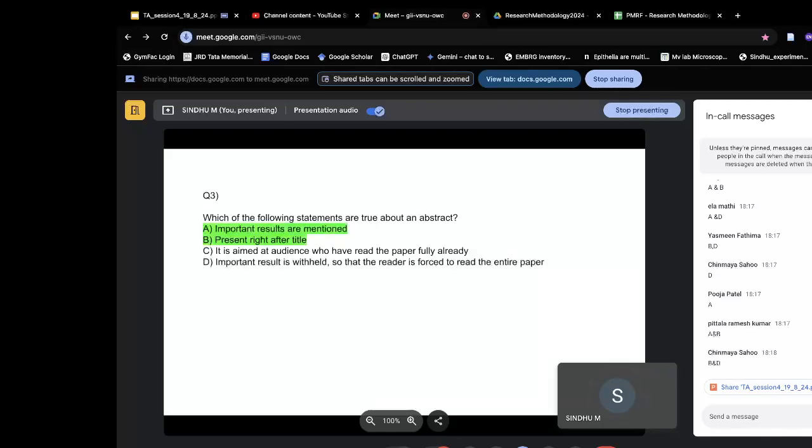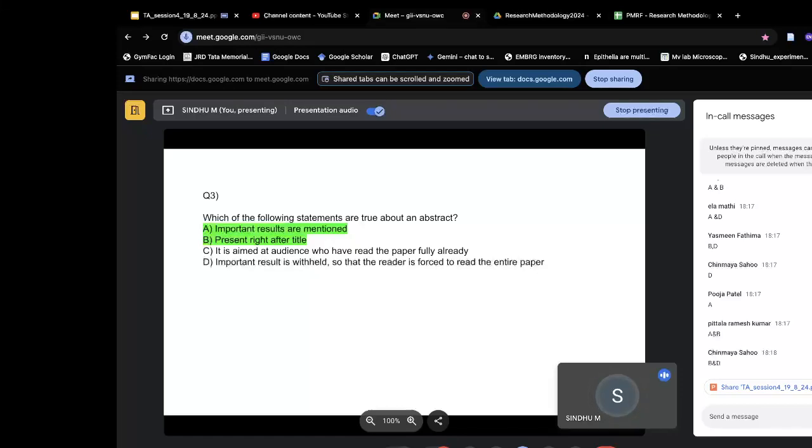Going back to question number three. Technically it may be right that it is present right after the title, but strictly speaking, the way it sounds, right after the title, the authors and affiliations would be there, no, madam? Of course, I've answered A and B only, but I'm asking because right after the title, the authors and affiliations will be there first.